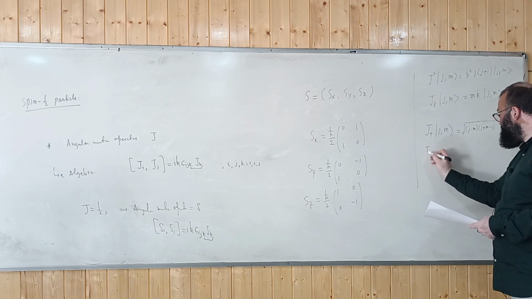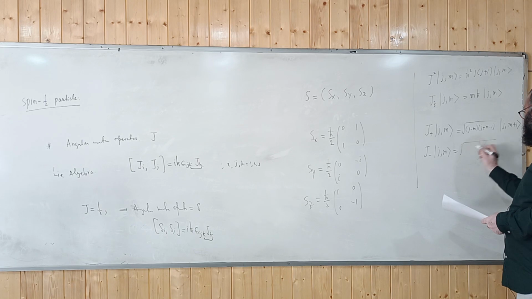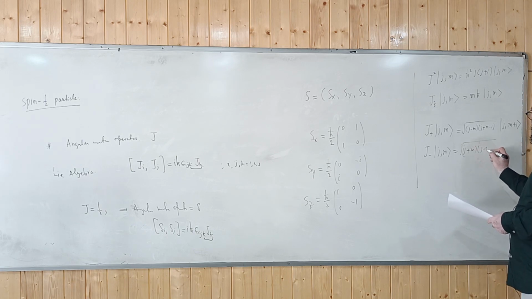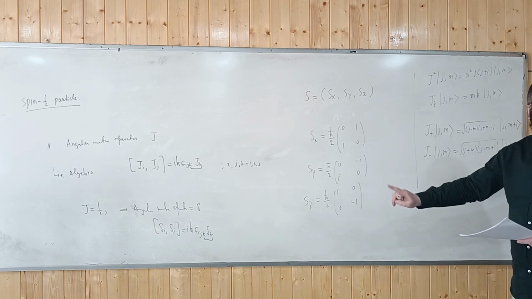Similarly, what is J minus acting on this state? It is the square root of (j plus m) times (j minus m plus 1), giving the state j, m minus 1. So I am giving you the prescription for how to calculate Sx, Sy and Sz.